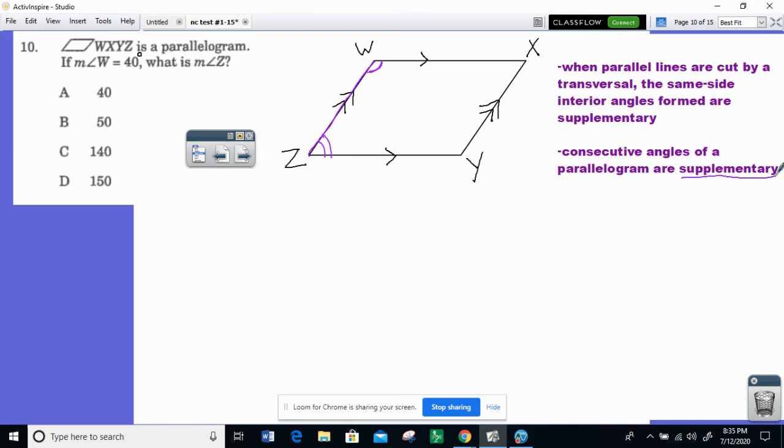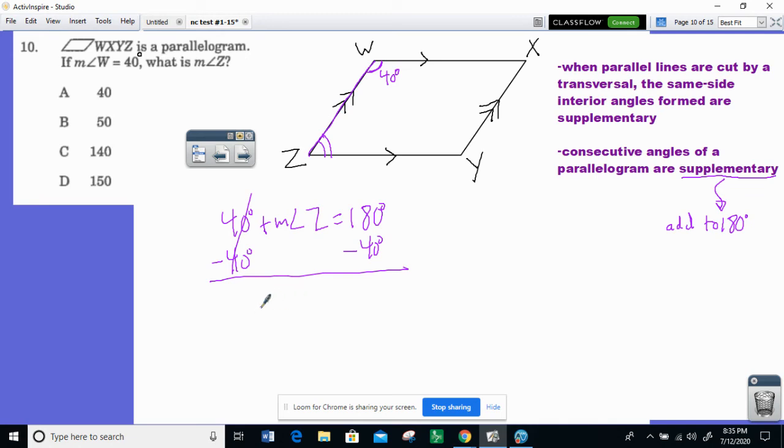What does it mean for angles to be supplementary? It's that the angle measures add to 180 degrees. So if the measure of angle W is 40 degrees, we know that 40 degrees plus the measure of angle Z is going to equal 180 degrees. If we take 40 degrees away from both sides, then we've got the measure of angle Z equals 140 degrees.